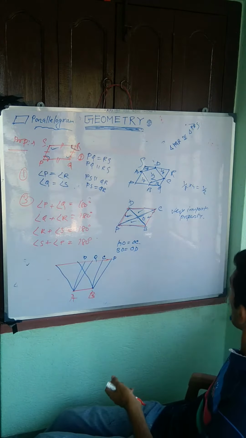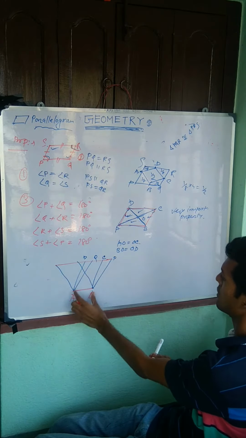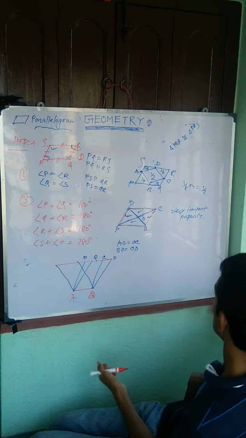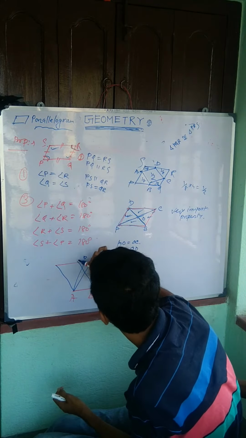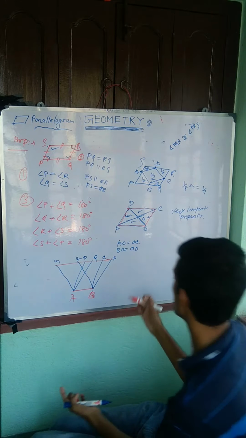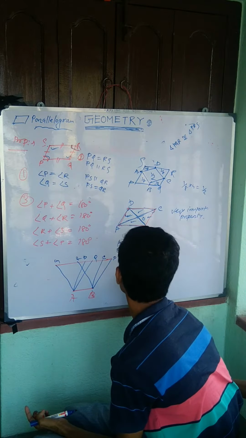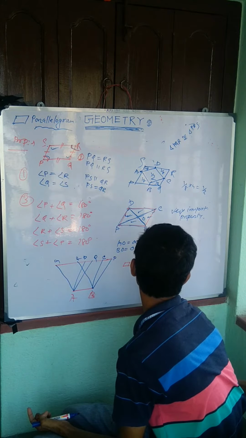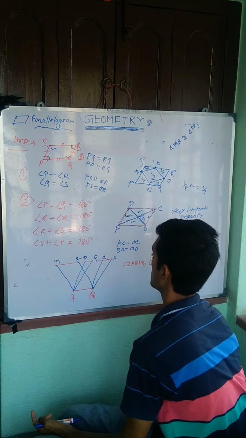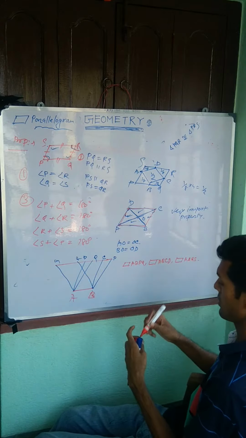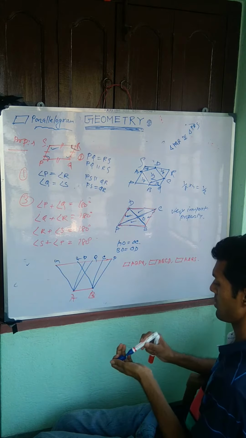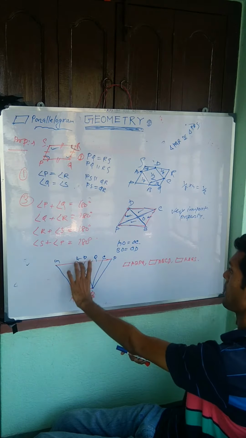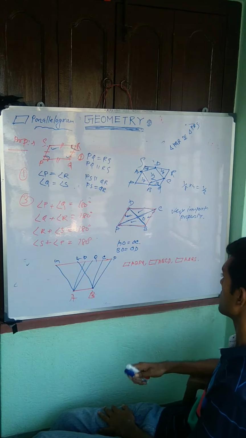Just observe very well. Parallelogram ABPQ, parallelogram ABCD, parallelogram ABRS. All these parallelograms will be equal in area. Understand, guys? All the parallelograms on the same base and between the same parallel lines would be equal in area. This is the most important property.